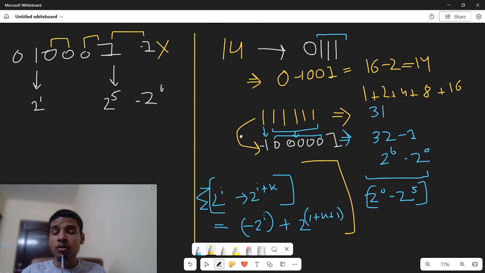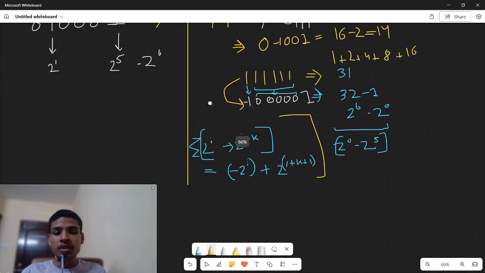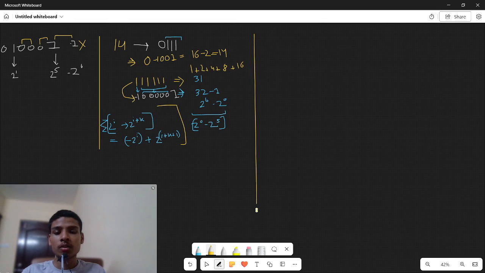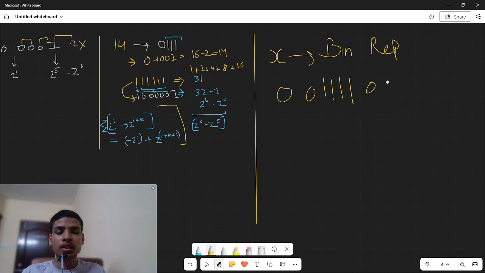So let me generalize the solution. First of all, find the binary representation of that number. For example, if this is your number x, find its binary representation. Now in that binary representation, for example, you have this one. That is 0, 0, 1, 1, 0, 0, 1.